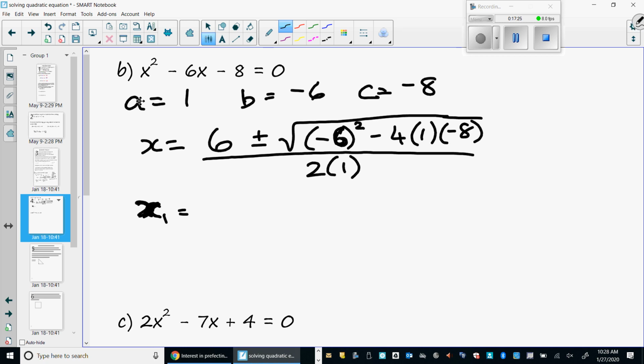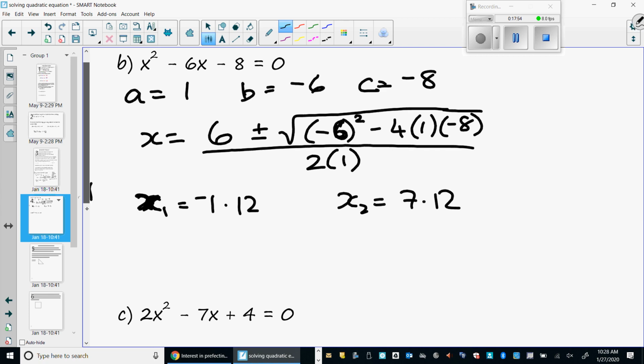Negative 1.12, and then 7.12. Did everyone get the same? Yes and yes. Excellent. Okay, and then our last example that we're going through together.